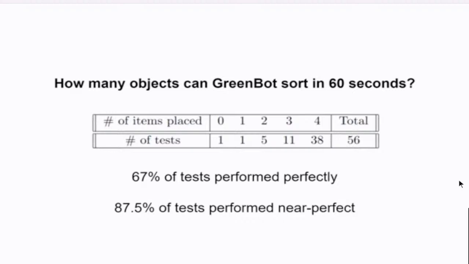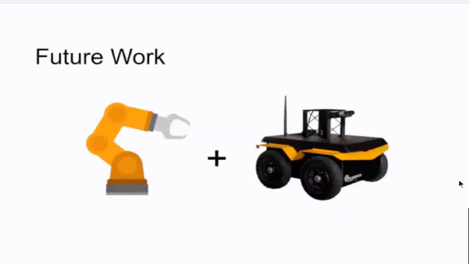In order to actually test GreenBot, we asked, how many objects can GreenBot sort in 60 seconds? That is, we gave GreenBot four potential objects on the picnic table and gave it 60 seconds to sort as many as possible. Of the 56 valid tests that we ran, 67% of them performed perfectly, sorting all four objects in the allotted time, and around 88% of them performed near perfectly, sorting at least three of the four objects correctly.